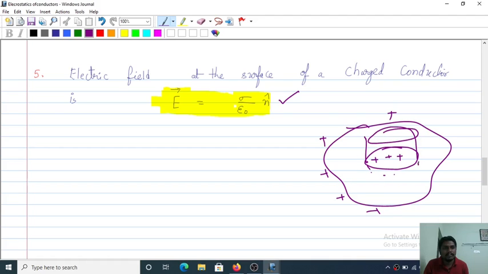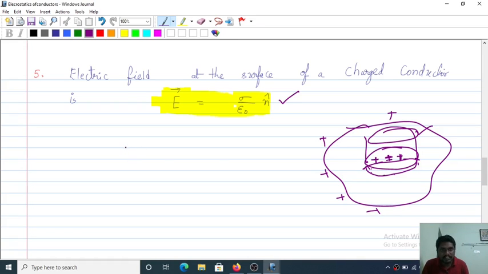It is like a pill box, like a tiffin box. Here the charge is on the surface. So for this tiffin box, half of the portion is inside the conductor and half is outside the conductor. This portion is on the surface of the conductor. Now this is a Gaussian surface.